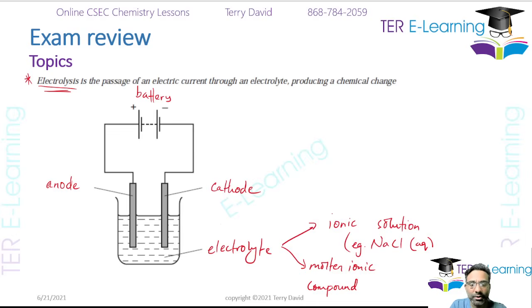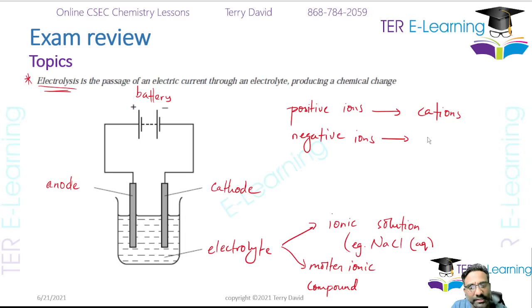Now, inside your electrolyte, you have positive ions, and we also have negative ions. These things have special names, guys. Positive ions are called cations, and negative ions are called anions. These are things you need to be familiar with. CSEC can ask you any of these things.